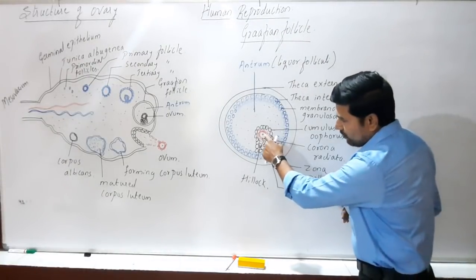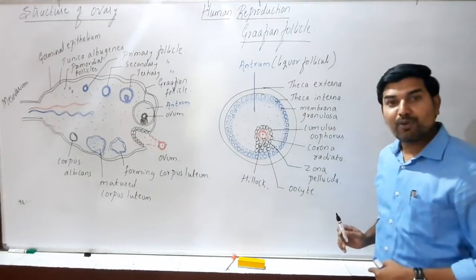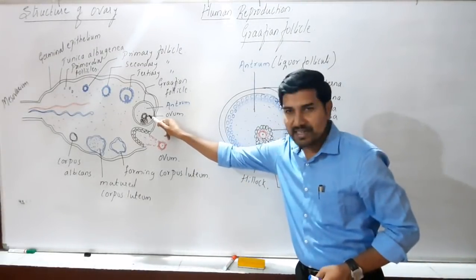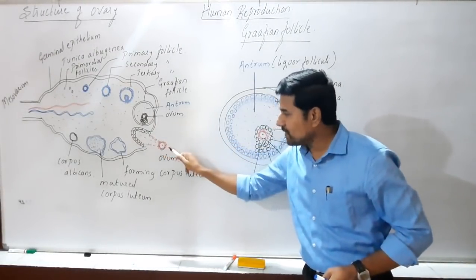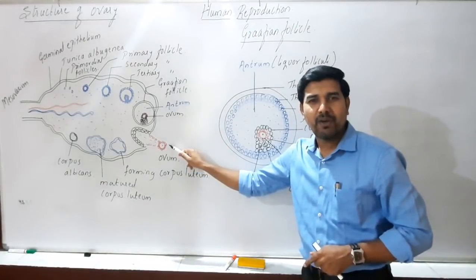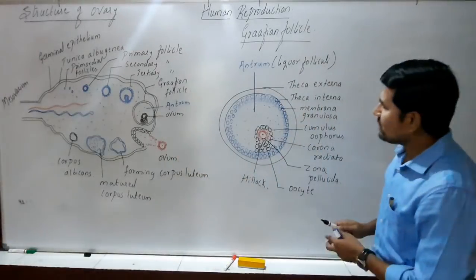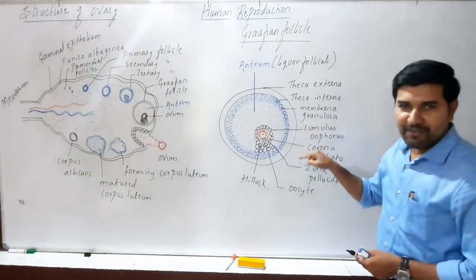Now this ovum gets ruptured during ovulation. The ovum which is present inside the Graafian follicle gets ruptured, and the process is said to be ovulation. Okay. Now this is regarding the structure of the Graafian follicle.